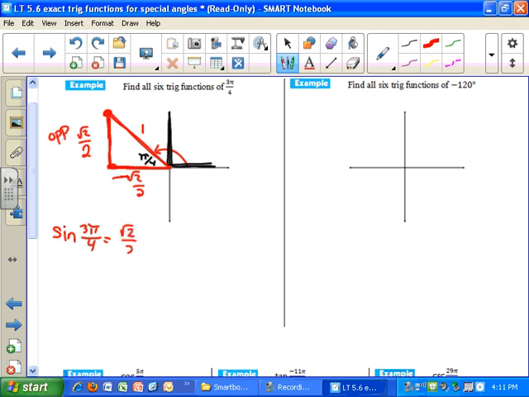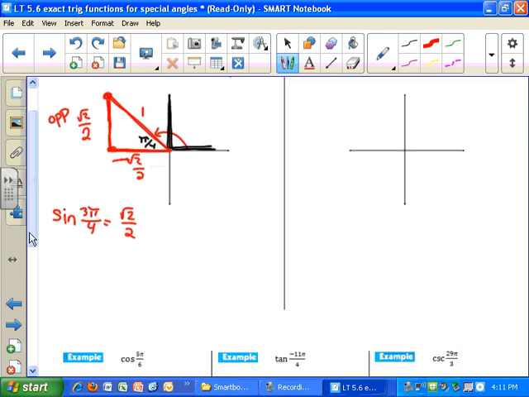over the hypotenuse, because that's just 1. Sine of 3 pi over 4 is the square root of 2 over 2. Cosine of 3 pi over 4 has the same value, but it is negative, so it's negative square root of 2 over 2. And then tangent of 3 pi over 4, again, because the opposite side and the adjacent side have the same numerical values, it's going to be 1, but because we've got a positive number over a negative value, the tangent is going to be negative 1.